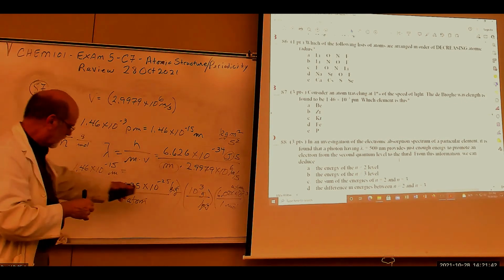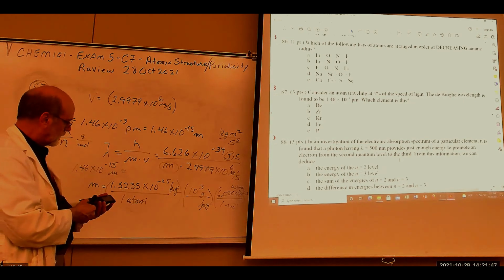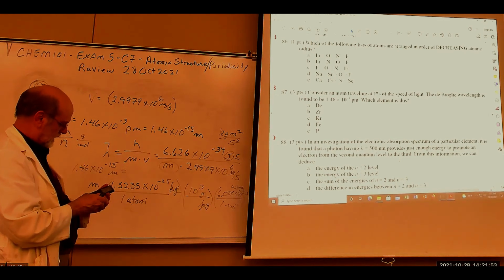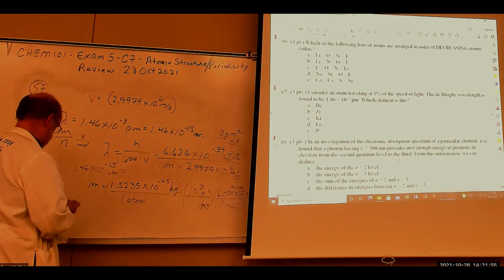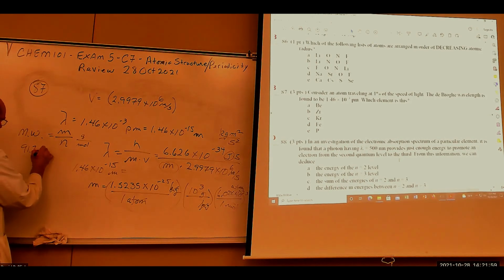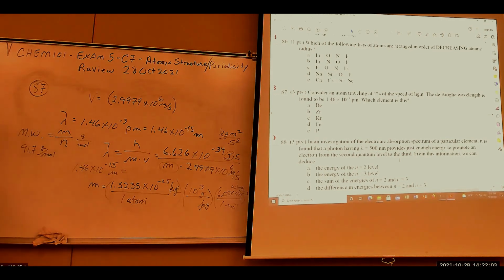So we say this, whatever I got in my calculator here, times 1,000, and then also times 6.022, 10 to the 23rd, and I get 91.7. So molecular weight, 91.7 grams per mole. Go to our periodic table and look for 91.7.